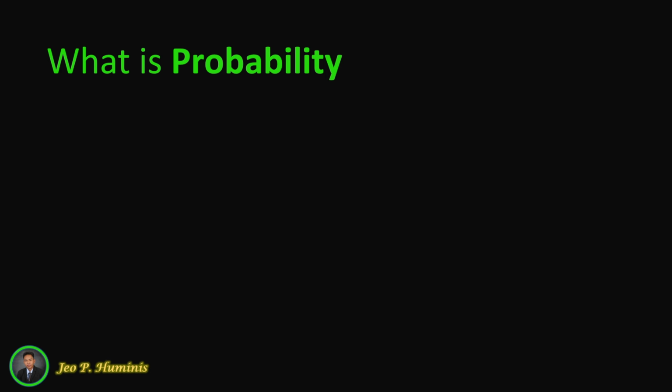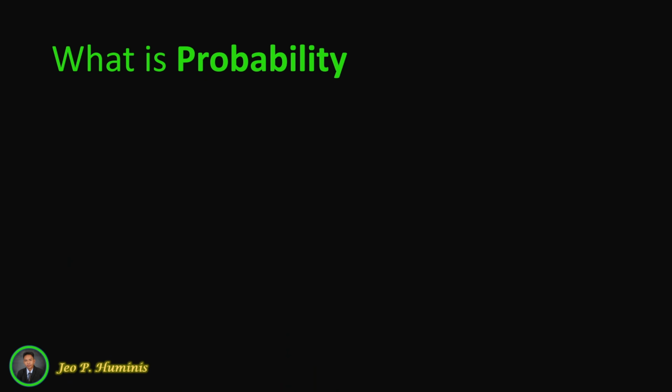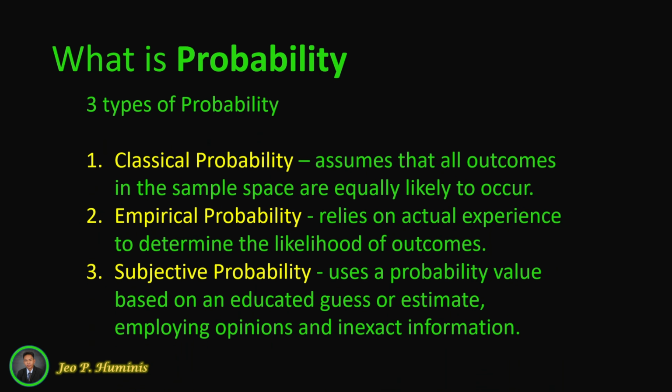What is probability? Probability is concerned with predicting chances, especially the occurrence of an event. There are three types of probability. We have the classical probability, empirical probability, and subjective probability. Classical probability assumes all outcomes in a sample space are equally likely to occur.